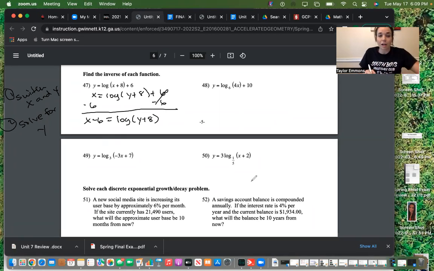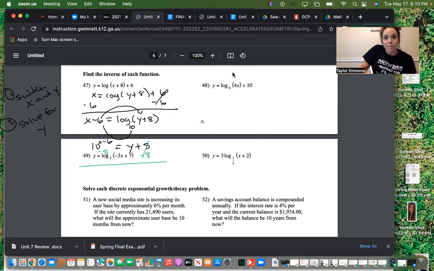Once I get here, I'm going to use the little circle of life thing that we talked about, where you start at your base. Well, since there's no number here, we assume it's 10. We go to the outside and then finish over here. So that's going to be written as 10 raised to the X minus 6 equals Y plus 8. Now, again, our goal is to get Y by itself. So I'm going to subtract 8 from both sides. And so that's going to give me 10 raised to the x minus 6, minus 8, equals y.